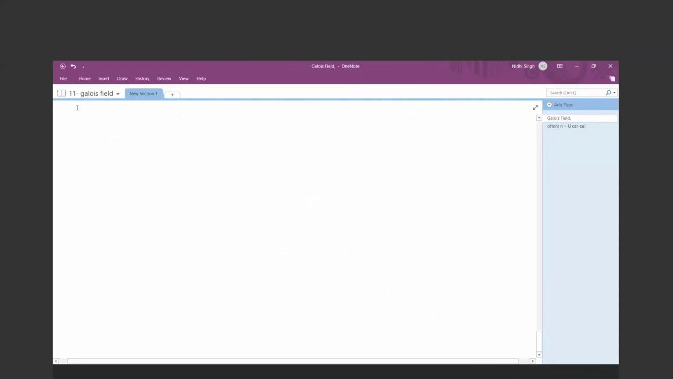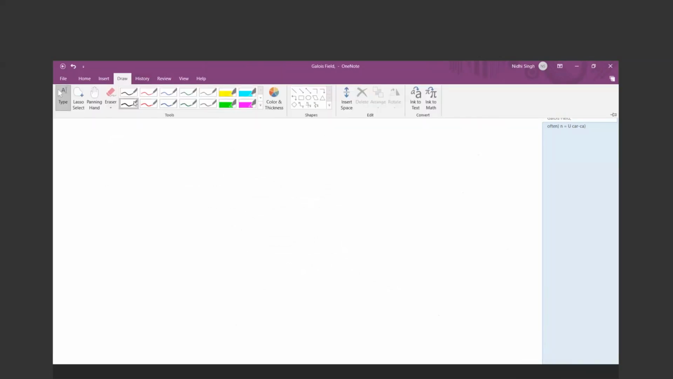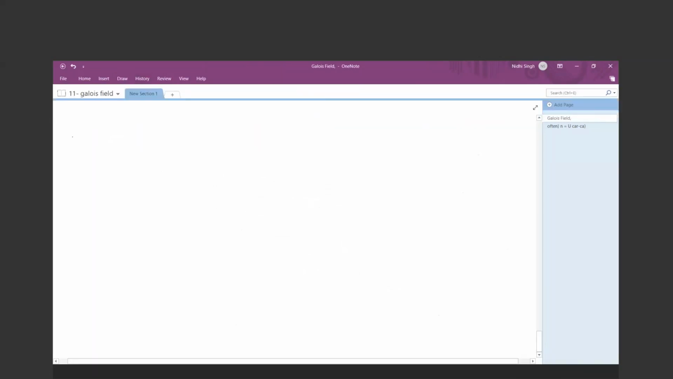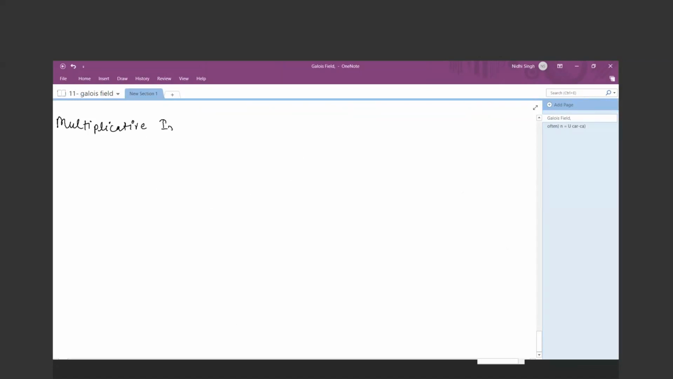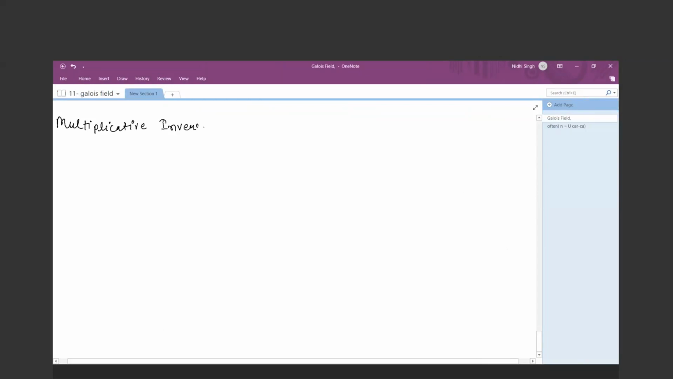So in the continuation of the polynomial, we will explain now the multiplicative inverses. How to find the multiplicative inverse when the operation we have to perform is in terms of polynomials? So the same extended Euclidean algorithm we have to apply over there.